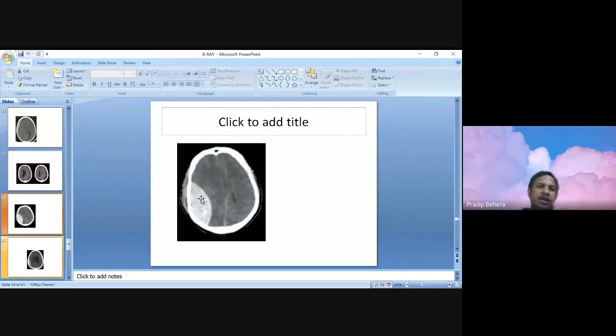Here is an epidural hematoma. There is a head injury. You see there is extra-axial collection outside, also soft tissue edema, and inside there is just a lens-shaped, biconvex hyperdense lesion. This is typical of an extradural, or epidural, sorry, epidural hematoma.